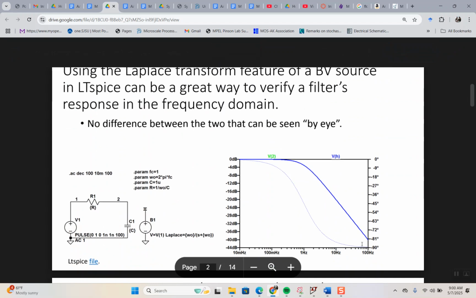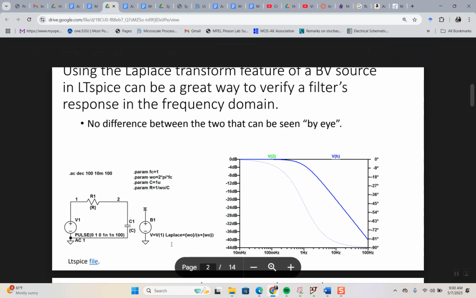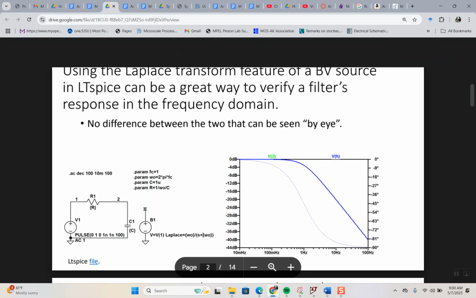All right. So, what we have here is an RC circuit, and we have a behavioral source where we say the voltage input is on node 1, and we give the Laplace. The curly bracket is how we tell it that things are a variable, 2 pi fc. And when you parameterize things like this, you can rapidly design things back and forth.